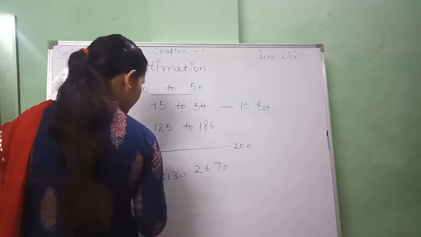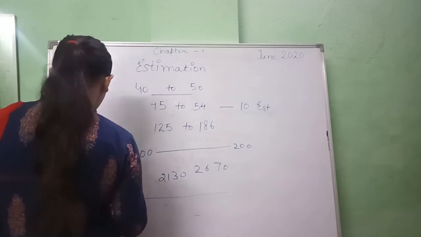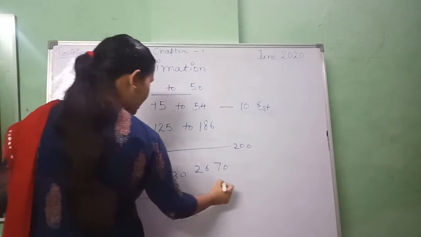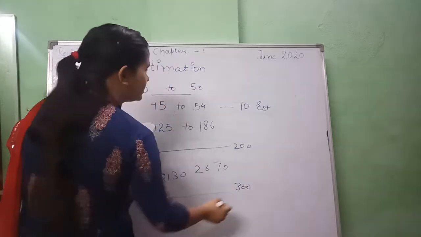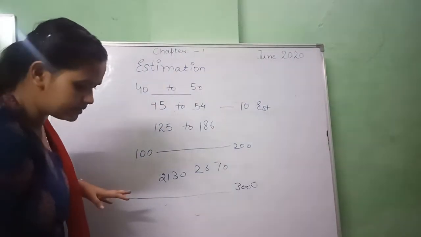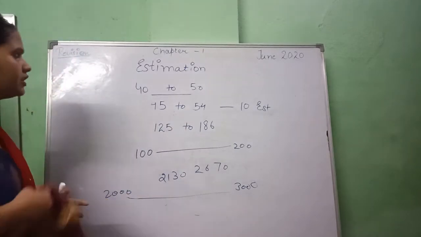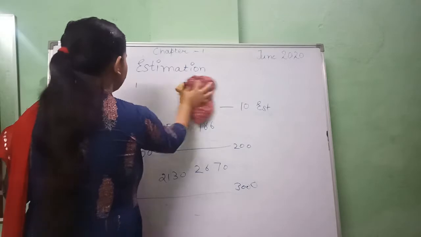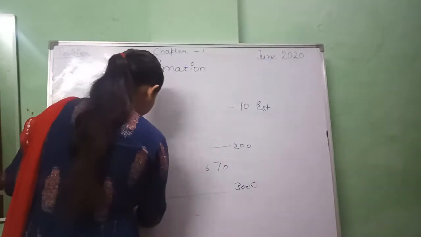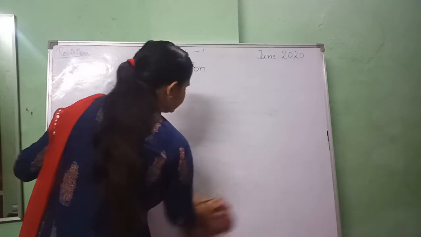2000 to 3000, these are the ways of rounding numbers, right? So I will explain it in a better way so that you learn it very easily, okay? One by one I will give you examples.